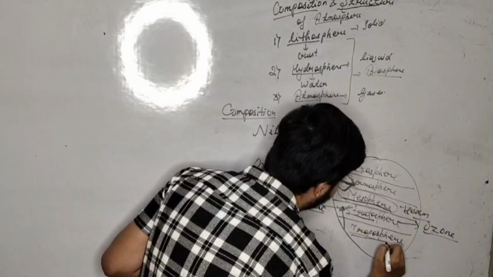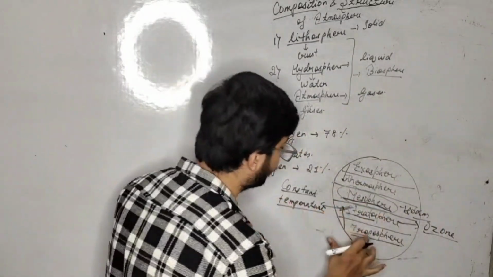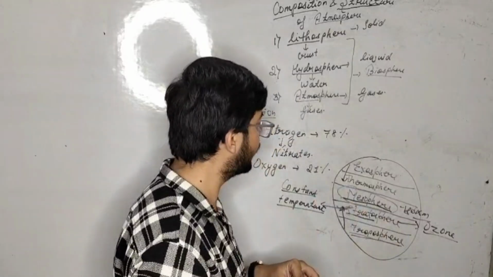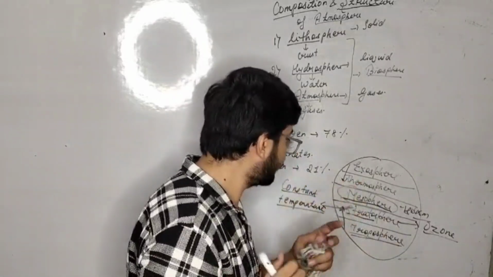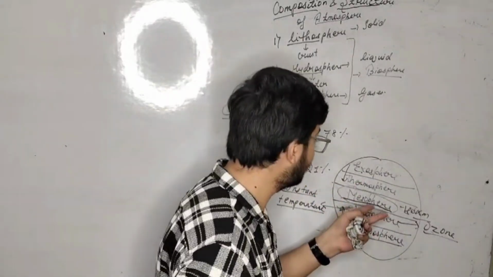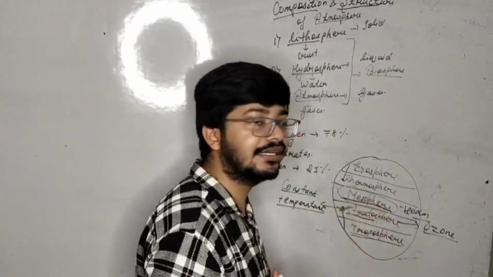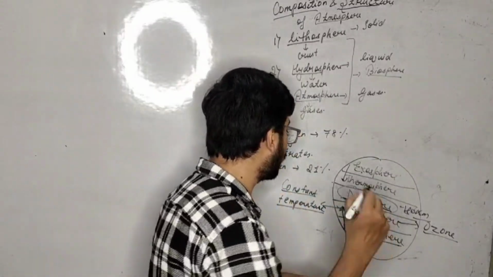One more important thing. The upper limit of the troposphere is called the tropopause. The upper limit of the stratosphere is called the stratopause. Now talk about the mesosphere also. Temperature is very low, around minus 110 degrees Celsius, and it is coldest here.